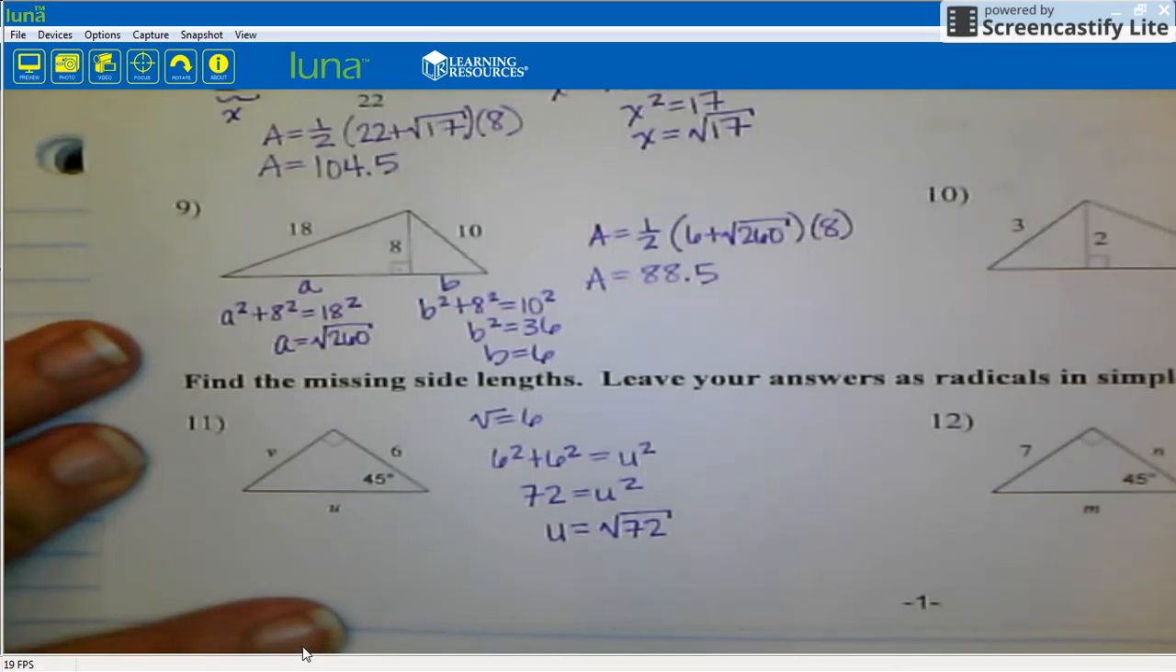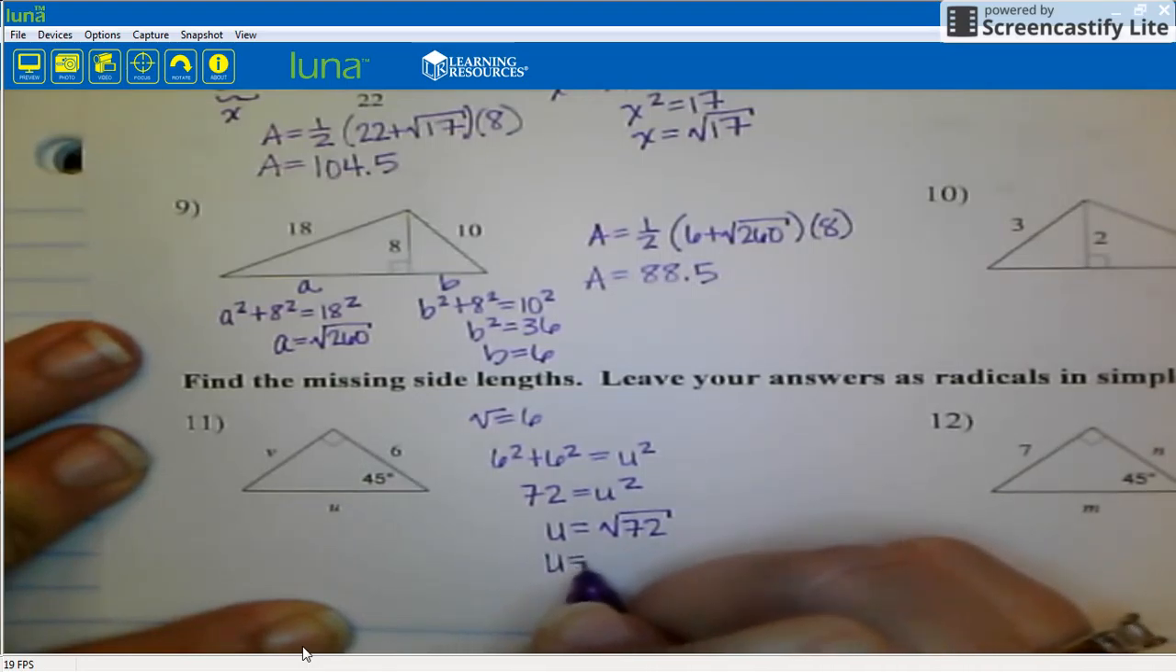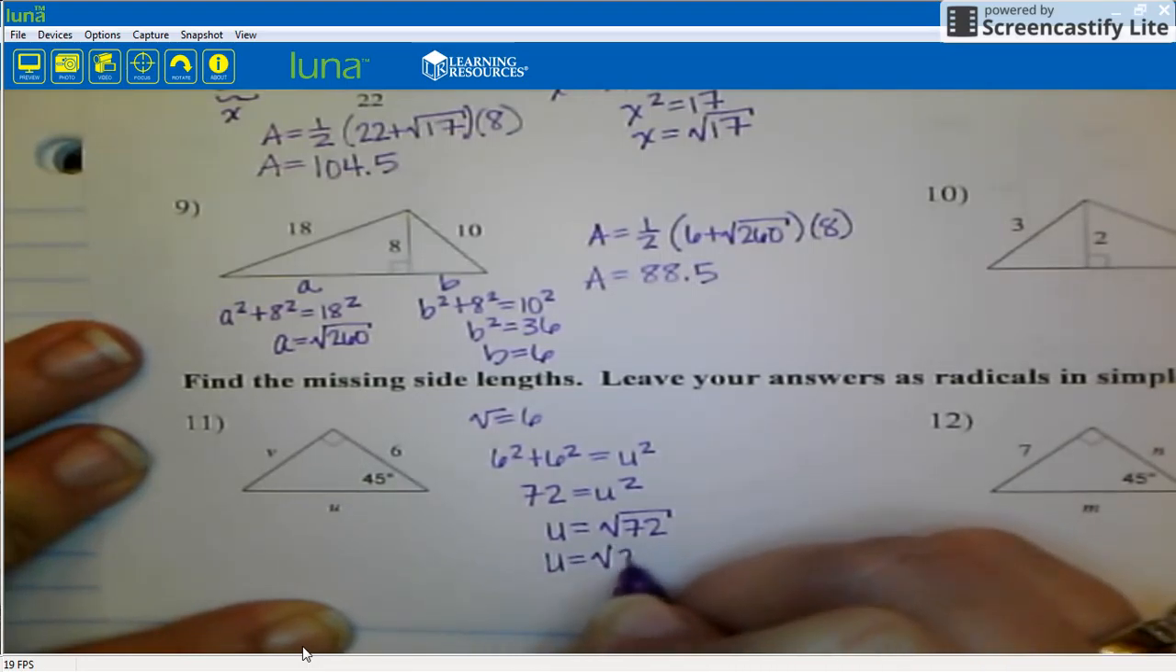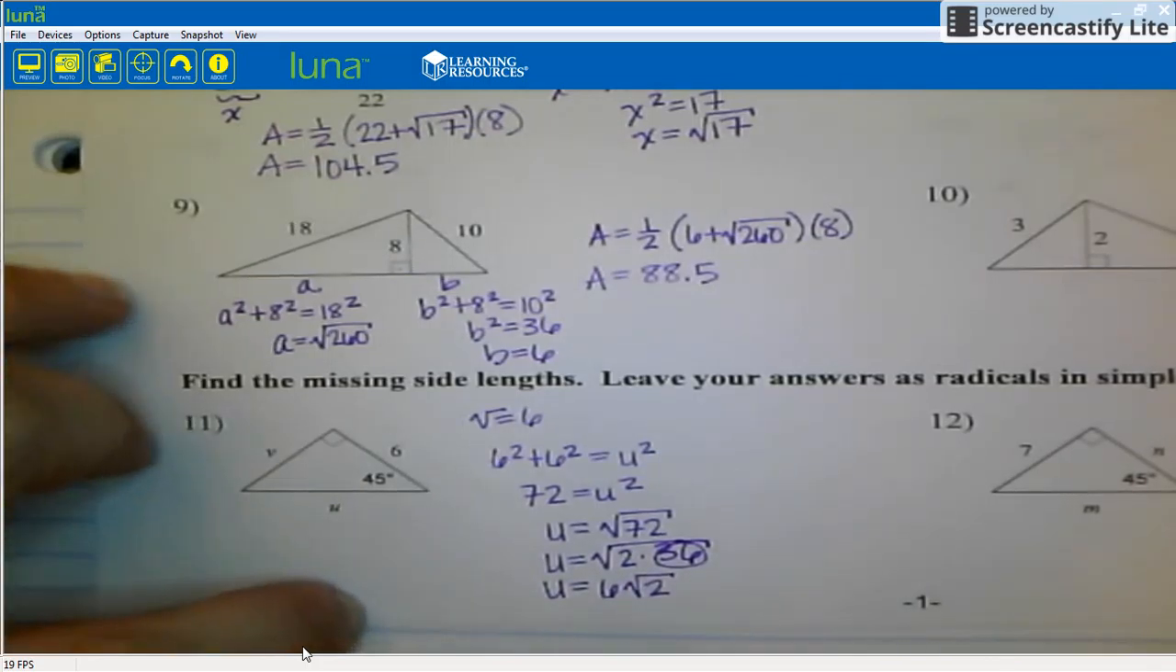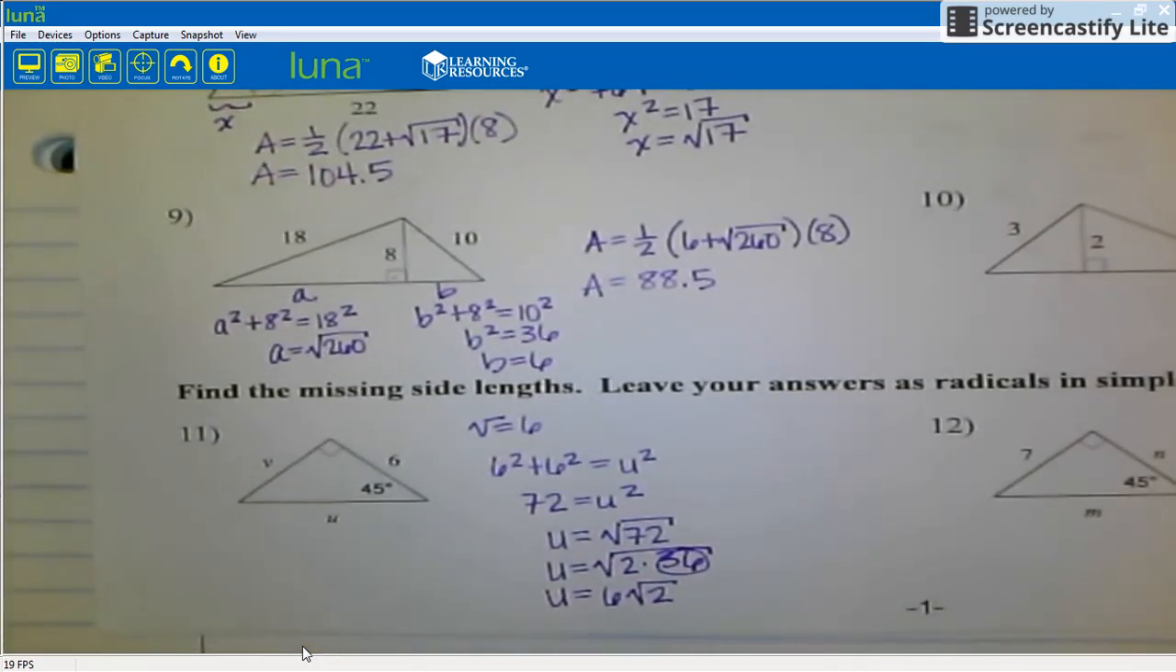Well, when we leave this in simplest radical form and we simplify the square root of 72, this is going to give me the square root of 2 times 36, and we take the square root of that 36, so u is equal to 6 times the square root of 2. Which, if you remember your rules for special right triangles, then you don't have to do all of the Pythagorean theorem work.